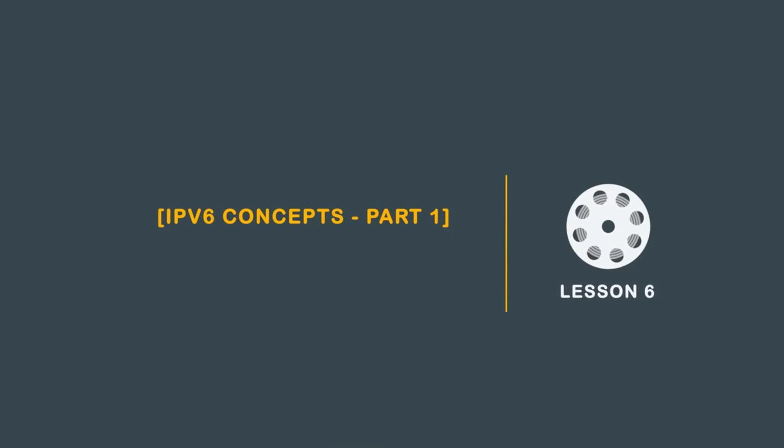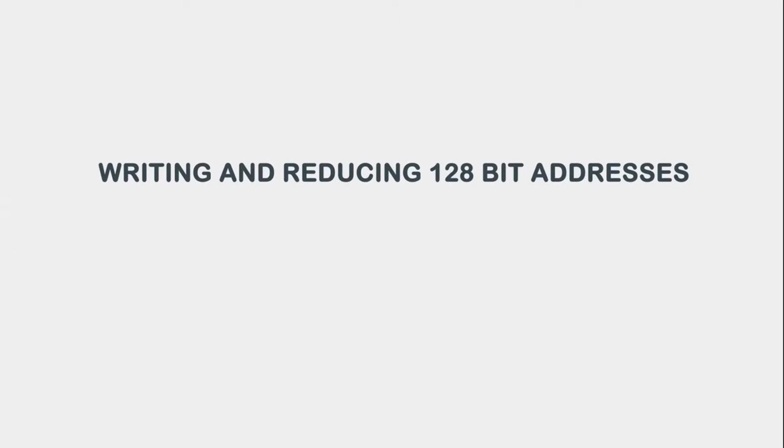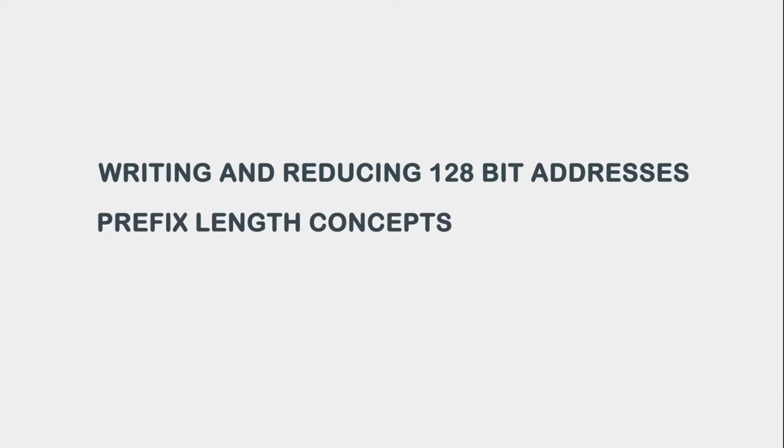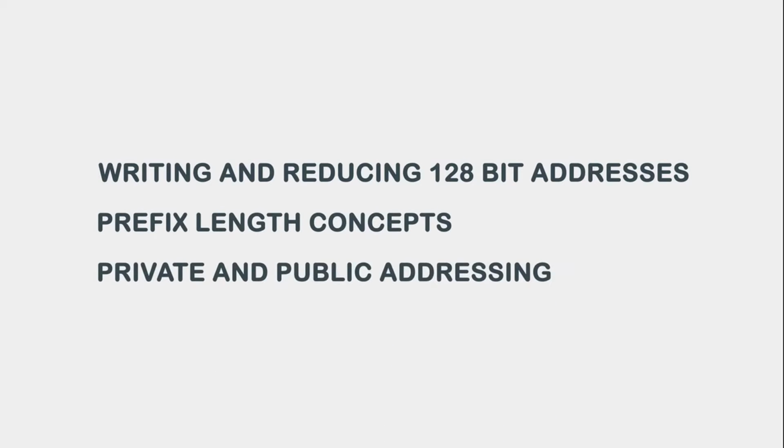This is the first part of 2 videos covering IPv6 concepts. We will discuss writing and reducing 128-bit addresses, prefix length concepts, and the 2 types of addressing, private and public.